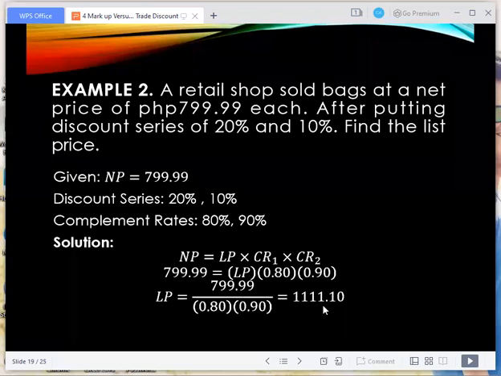So originally, the bag is sold for 1,111.10 pesos. But because of the discount series of 20% and 10%, you will now be paying for a bag 799.99 pesos.